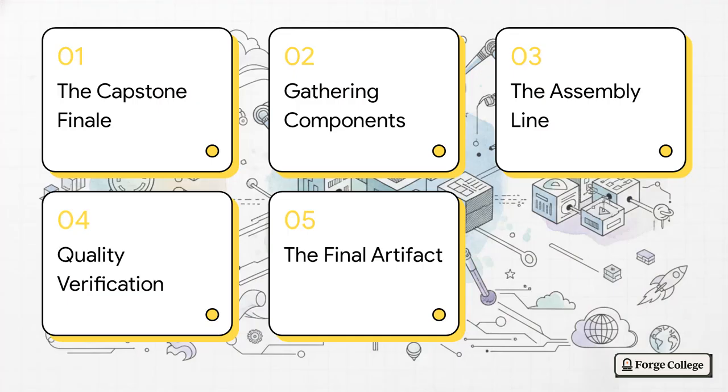Okay, let's just dive right into the schematic overview for today. We'll kick things off with the capstone finale, then we'll move into gathering your components. After that, it's onto the assembly line, followed by some strict quality control verification, and we'll wrap it all up by boxing up the final artifact.